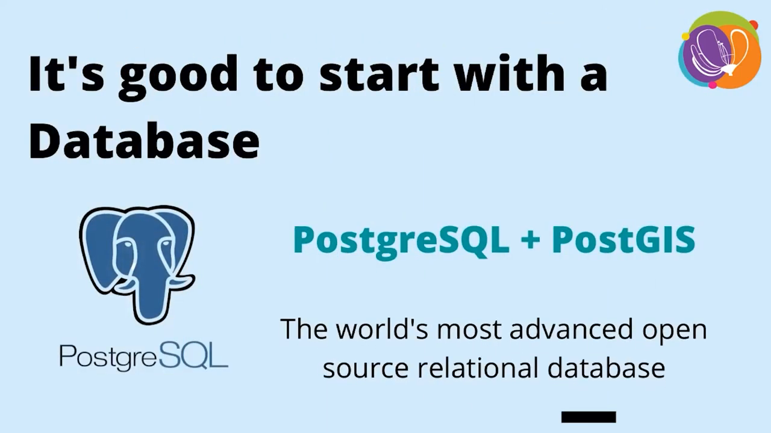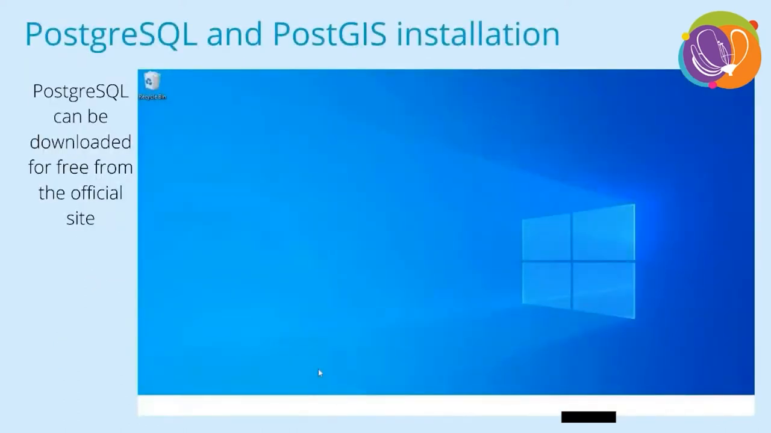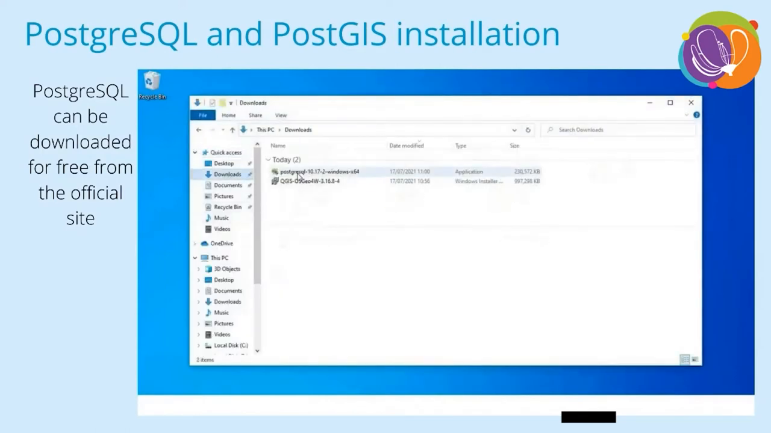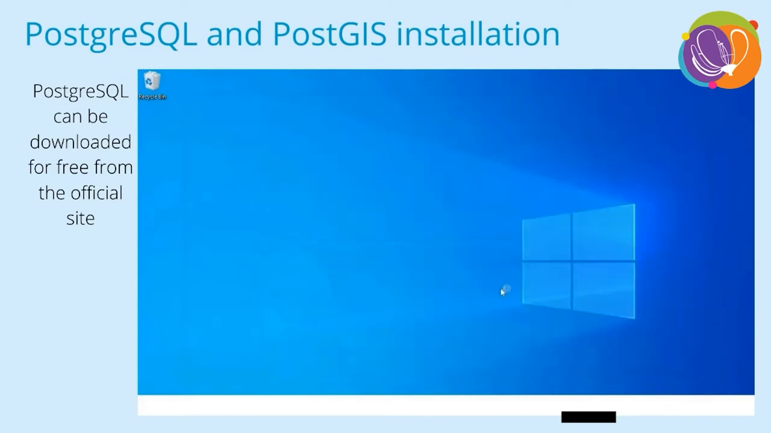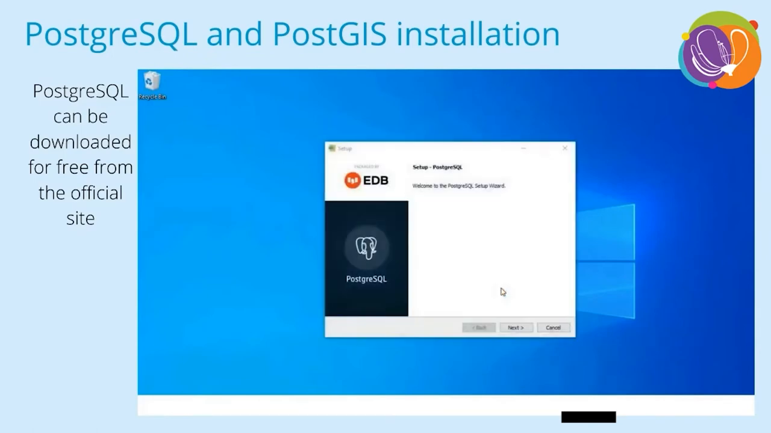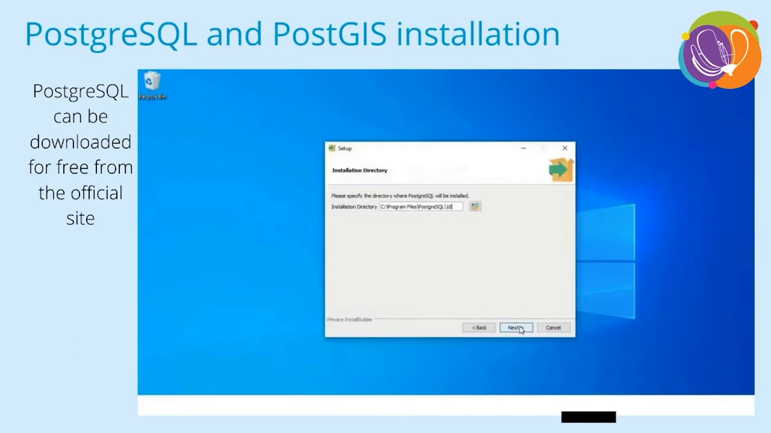It's always good to start with the GIS database. PostgreSQL is the world's most advanced open source relational database and can be downloaded from the official website. After downloading, in the Windows operating system, you run the installer and follow the installation steps.